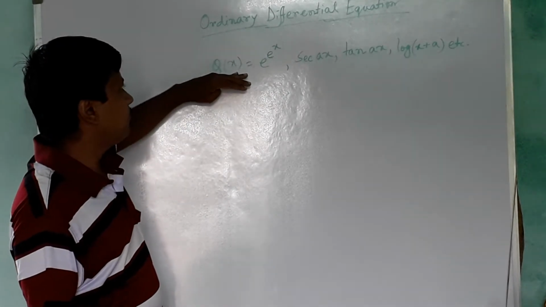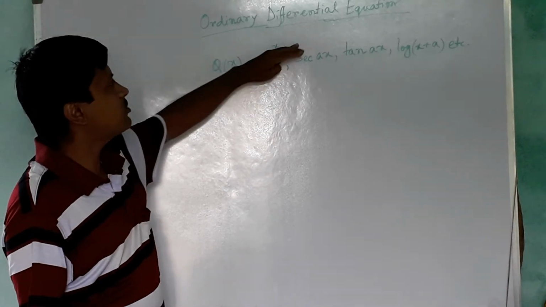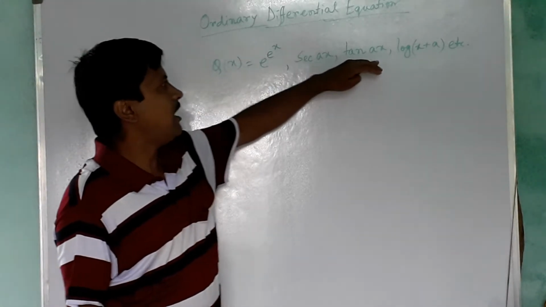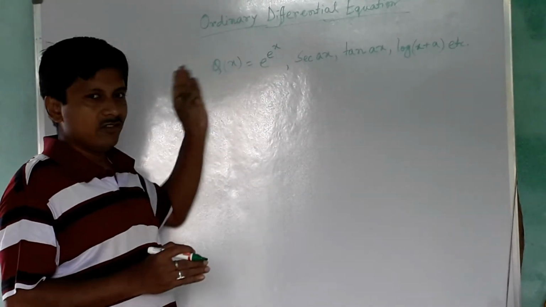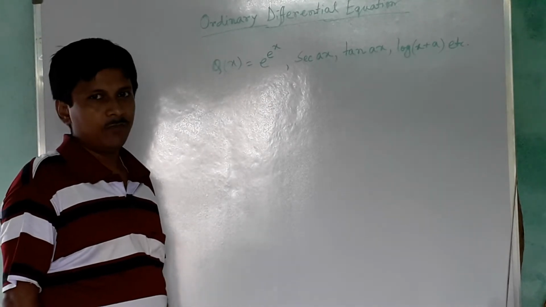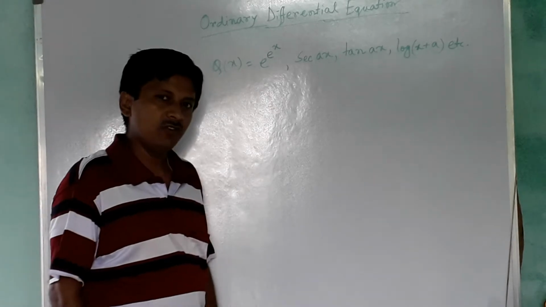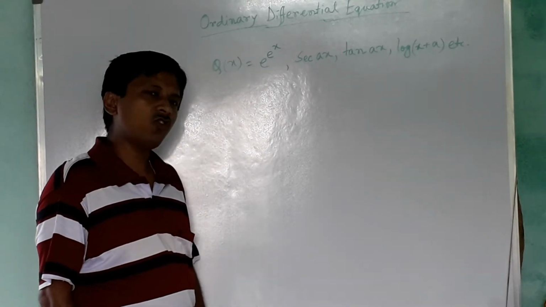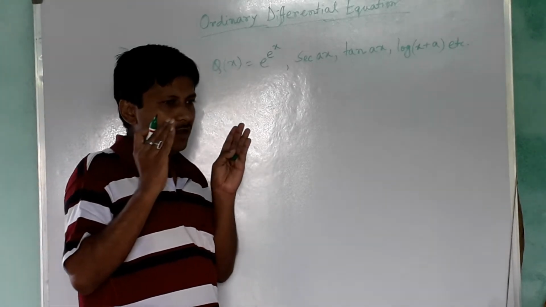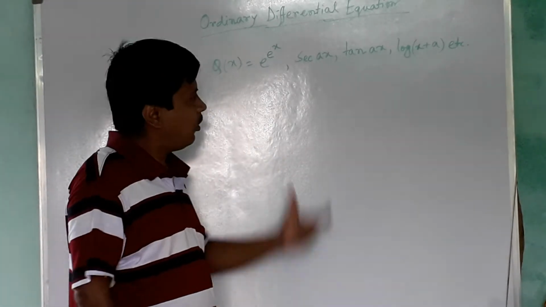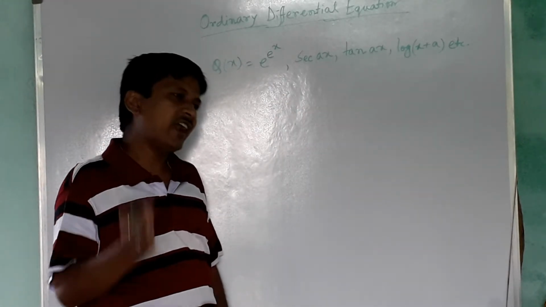Now if the particular non-homogeneous function is like e to the power x, sec x, tan x, a logarithmic function, etc., for these functions there is no proper rule. So how can you solve this type of problem? For these problems we generally try to solve in a specific way.